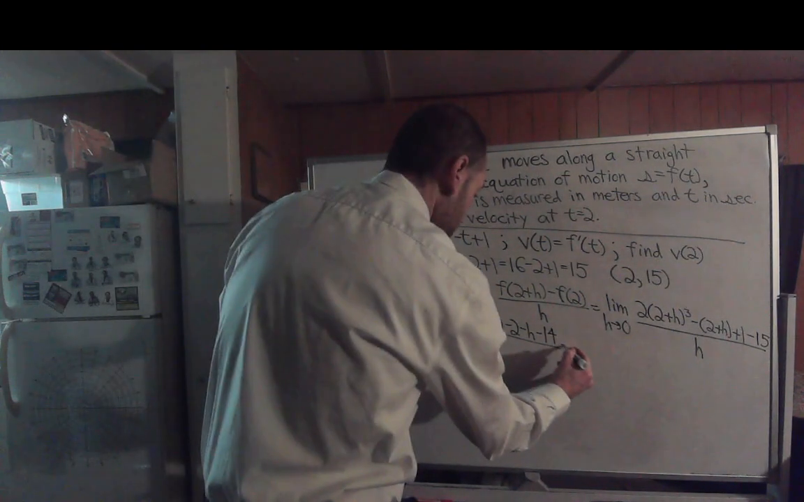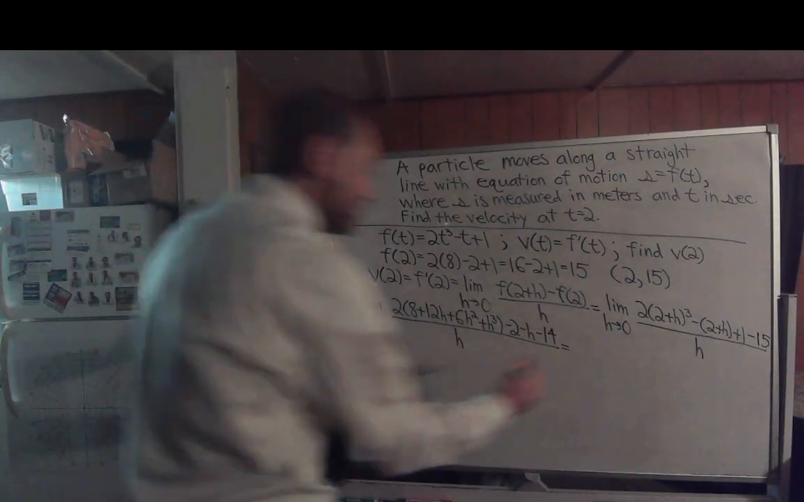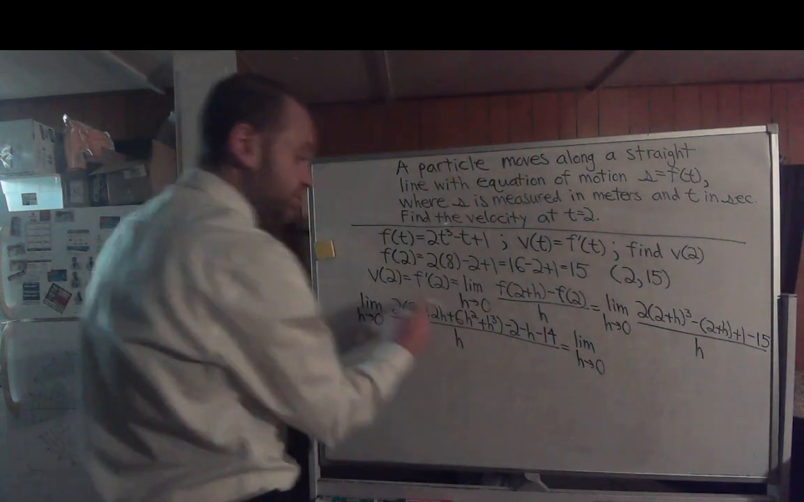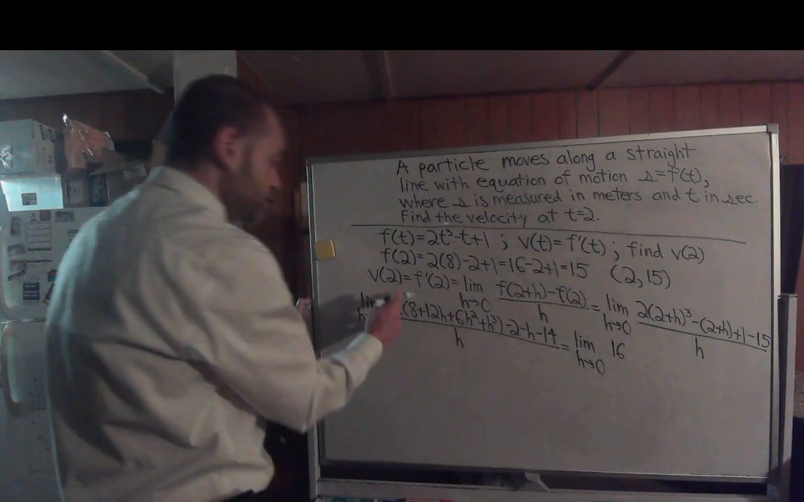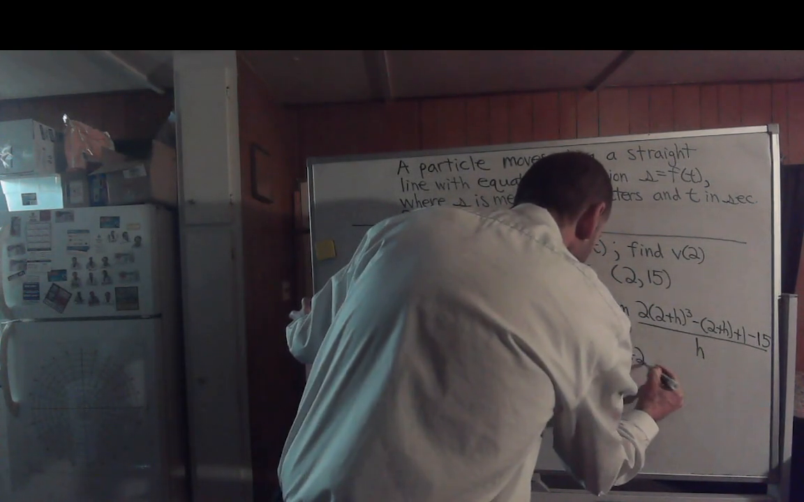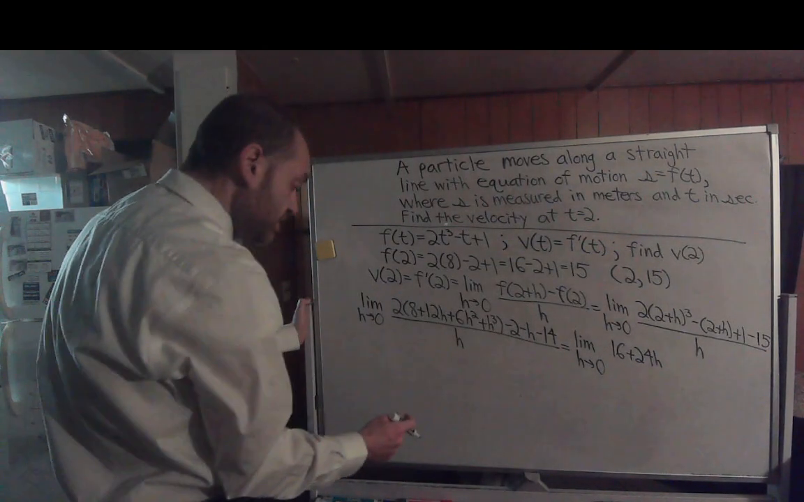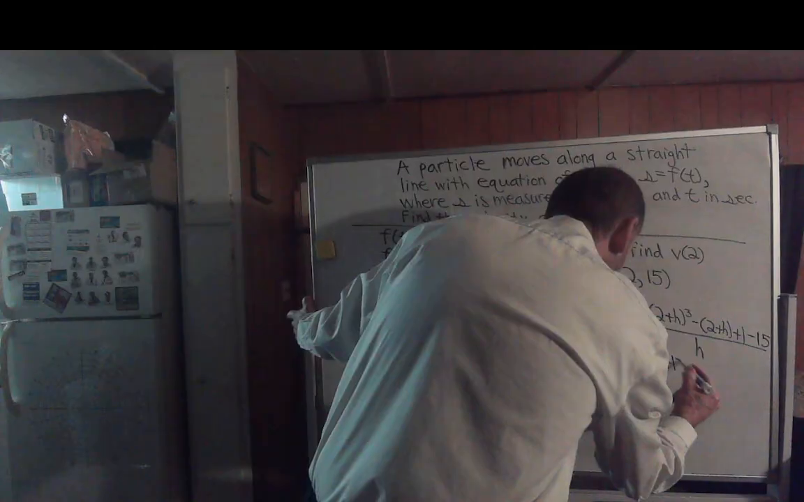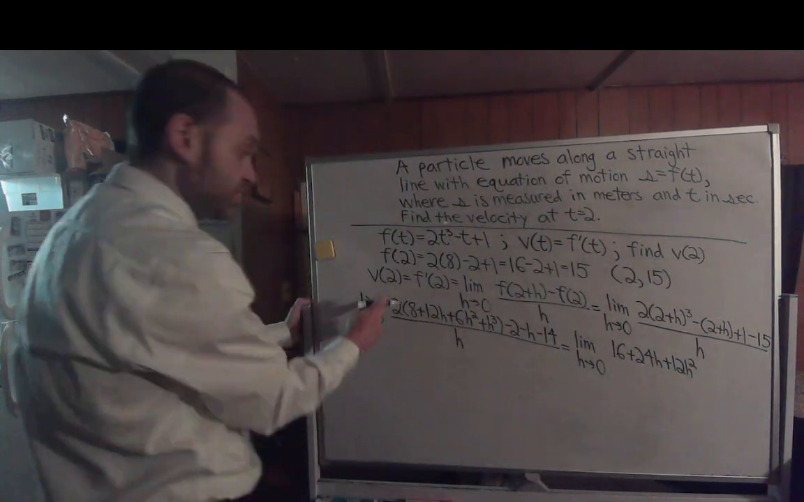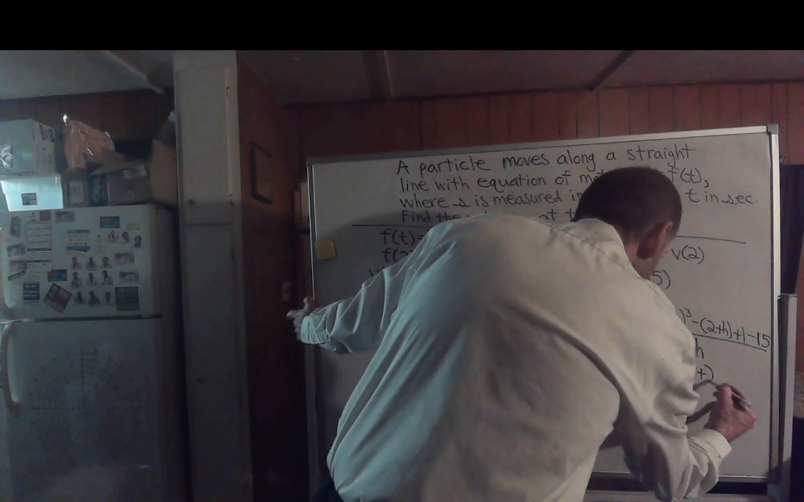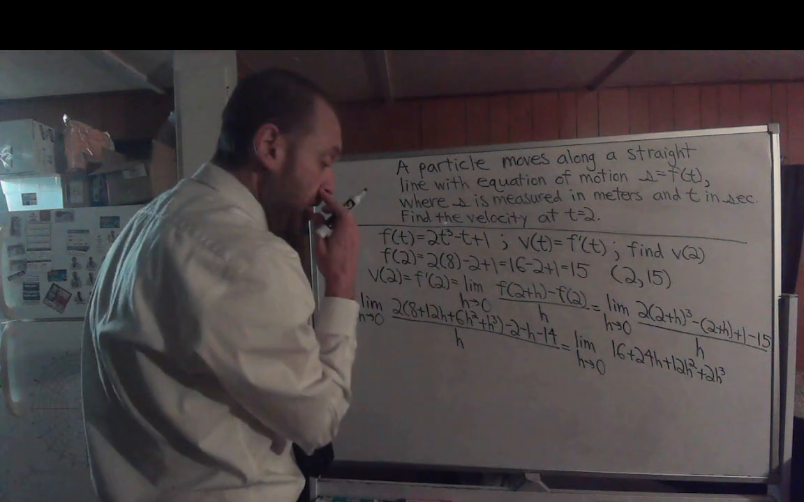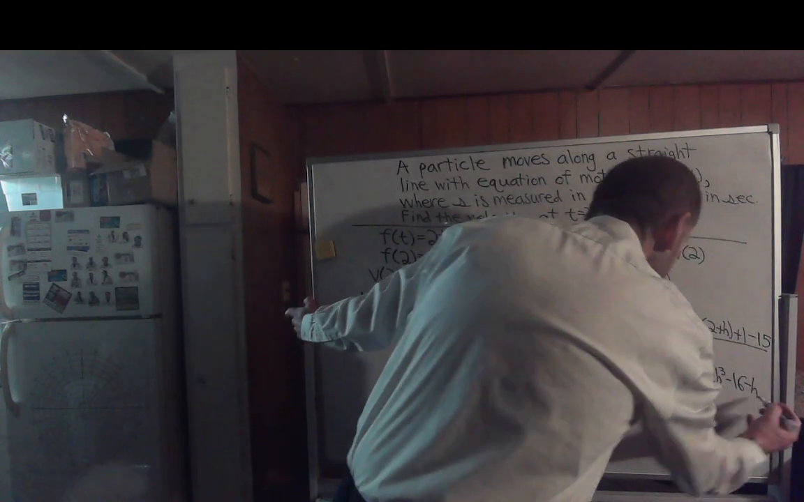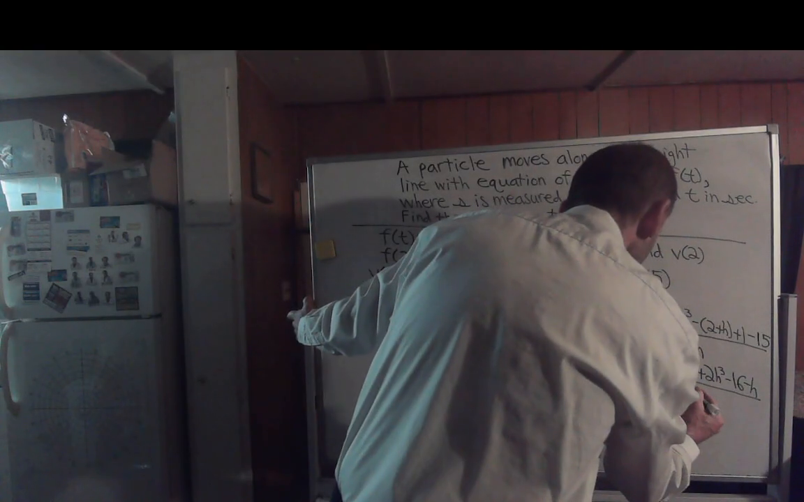Now we just distribute everything in the numerator. So the limit as h approaches 0 of 2 times 8, which is 16. 2 times 12h, that's plus 24h. And then you end up having 2 times 6h squared, that'd be plus 12h squared. And then 2 times h cubed, that's plus 2h cubed. And then you have minus 2 minus 14, that's minus 16 minus another h, all over h.